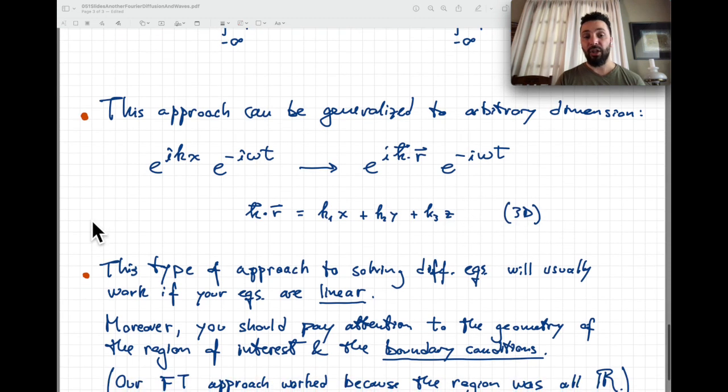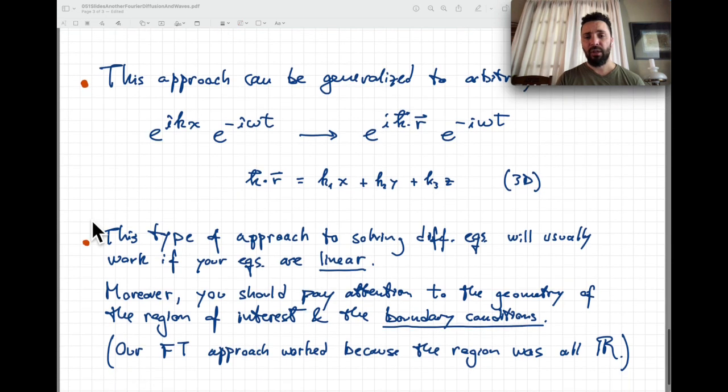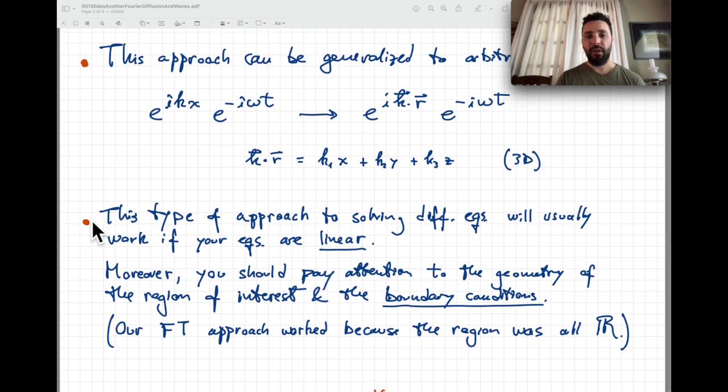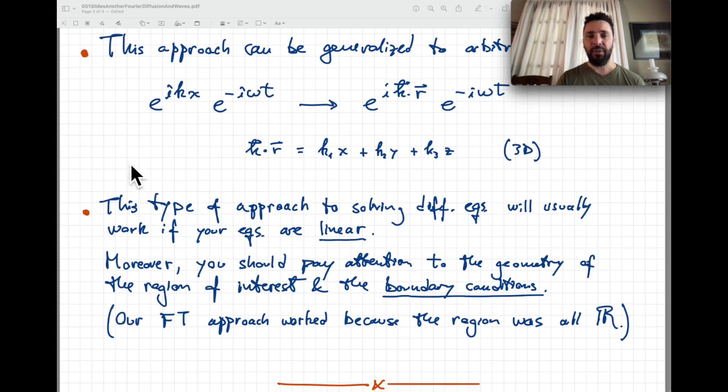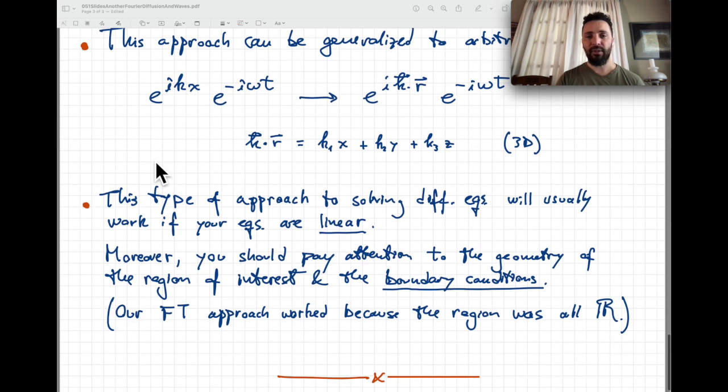Now, generally speaking, this type of approach will help you solve differential equations as long as the equations are linear. First of all, if the equations are not linear, then it doesn't make a lot of sense to use decomposition into Fourier modes. You can easily see that nonlinearities will start mixing different Fourier modes, and so these objects are not going to be eigenstates of your operator. And so it doesn't make a lot of sense to use this.